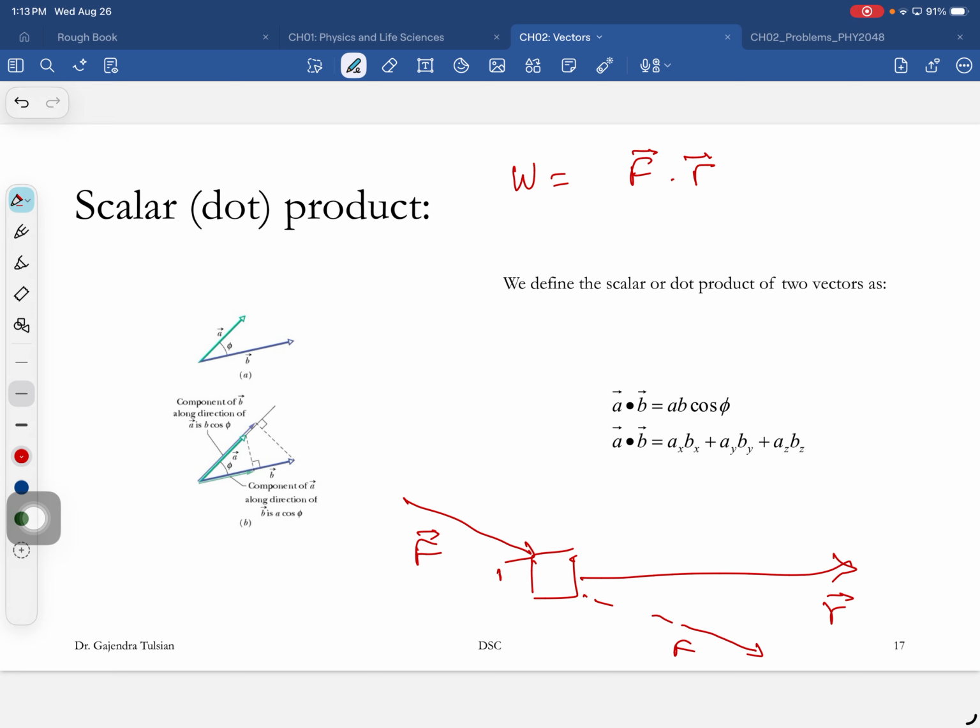So if you push your lawnmower around your house and come back to your starting point, how much work have you done? A lot? Probably a lot. No, 0. R is 0. R is the zero vector. So technically you've done 0 work.